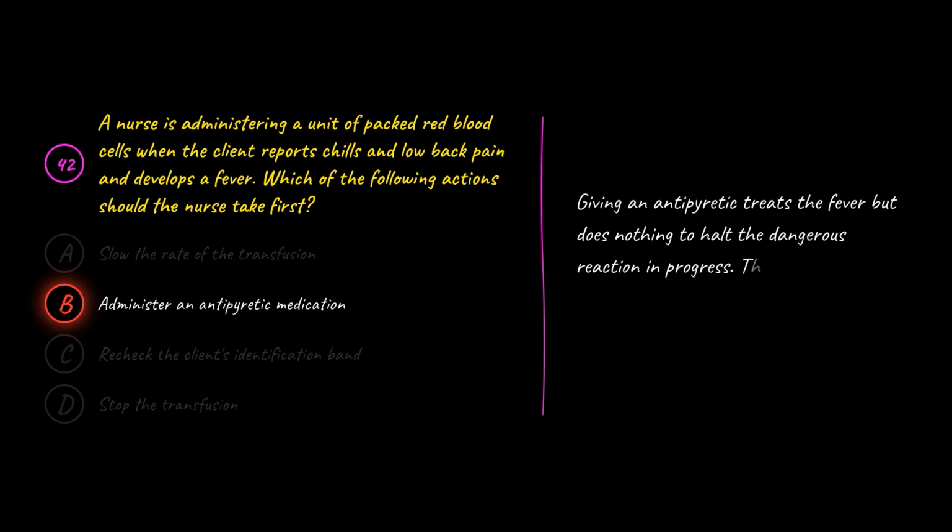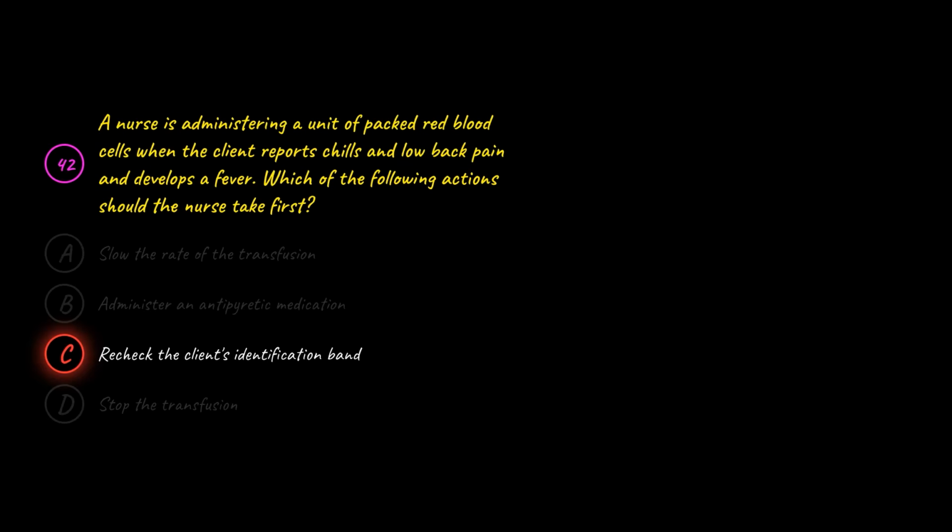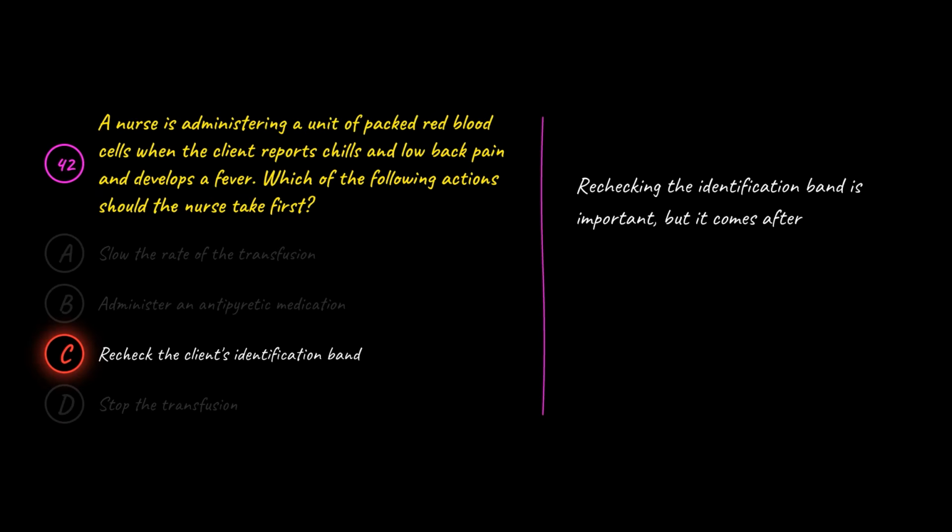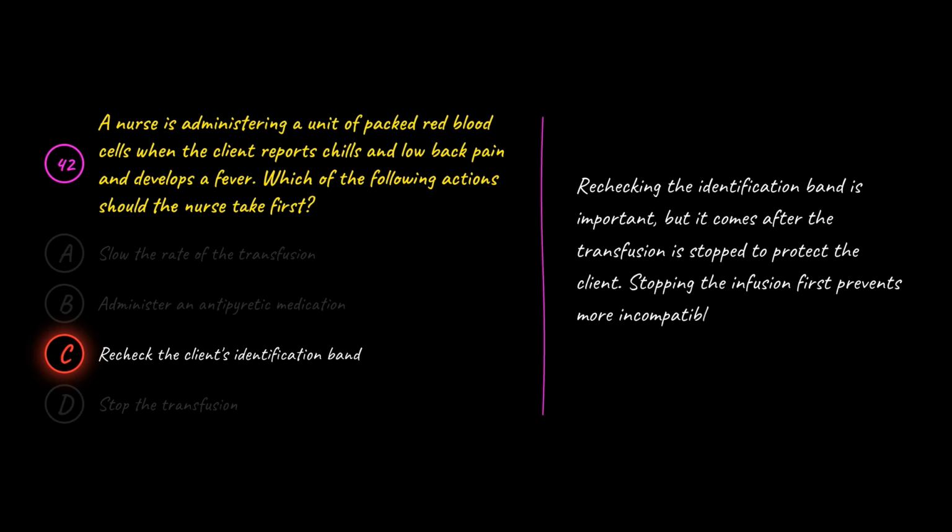The first action is to stop the transfusion, since the source of the chills, fever, and back pain is the blood being infused. C is wrong because rechecking the identification band is important, but it comes after the transfusion is stopped to protect the client. Stopping the infusion first prevents more incompatible blood from worsening the hemolytic reaction the client is showing.